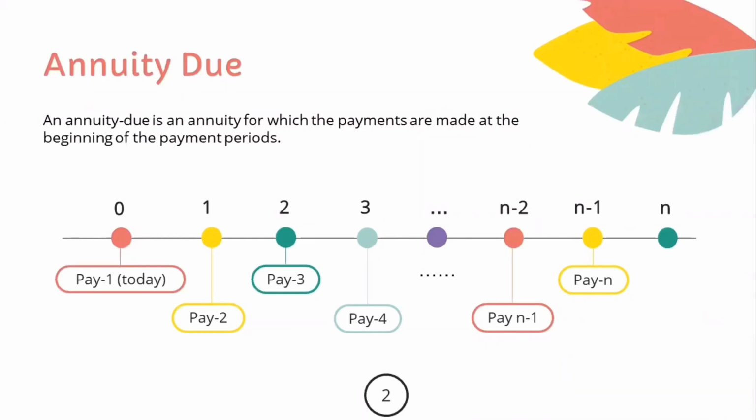Okay, next we are going to learn about annuity due. An annuity due is an annuity for which the payments are made at the beginning of the payment period. For example, we want to make installments monthly. Today is time zero and the first payment of installments is at time 0, which is today, or at the beginning of the month.